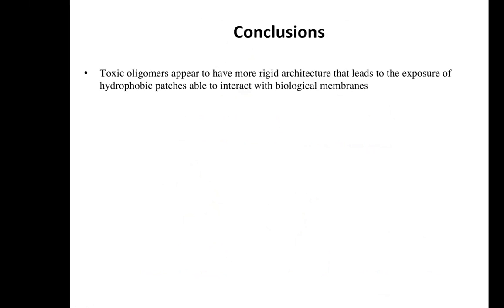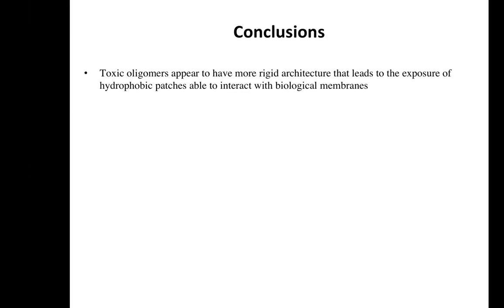Okay, so we can try to conclude some part of the story and then go back to aging and see how we can interpret this data for aging. Actually, the first conclusion that I would like to draw from this talk is that toxic oligomers appear to have a more rigid architecture that leads to exposure of hydrophobic patches able to interact with biological membranes. This is something particular that occurs for these oligomers, because when the oligomers are flexible, actually they can bury the hydrophobic residues inside.